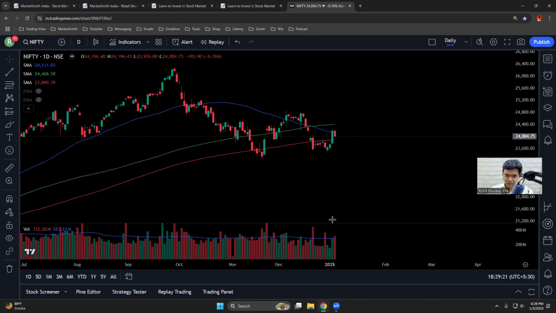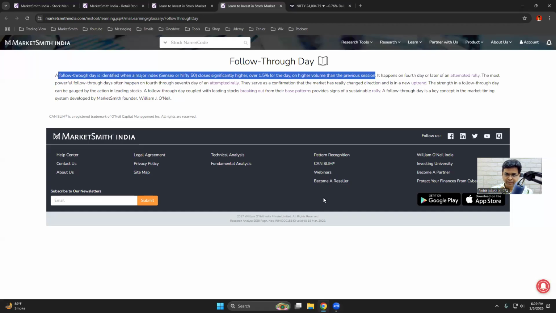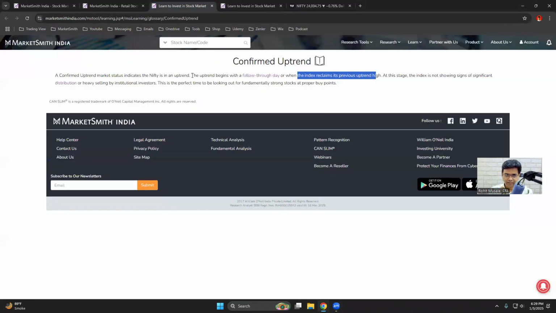So the previous day was 1st of January. On 1st of January, the volume is 154 million, actual volume. And on 2nd of January, the volume is 283 million. So almost double the volume of the previous session. And the closing is more than 1.5%. So this condition is satisfied. That is why the 2nd January day is called a follow through day. It has completed the follow through day. That is the reason why this particular condition has been met. That is the reason why the market status has gone from rally attempt to a confirmed uptrend.